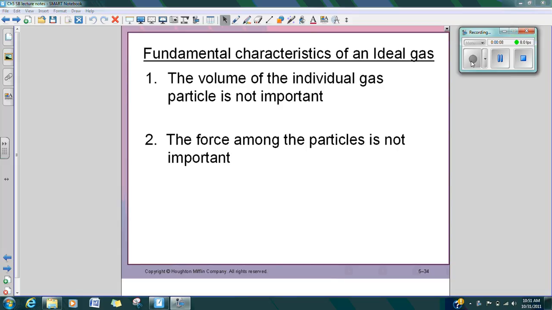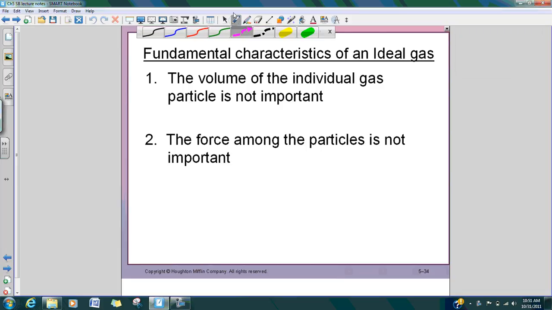Today we are going to continue in Chapter 5, talking about ideal gases. And again, the fundamental characteristics of an ideal gas, which you should find on this page in your notes, are that the volume of the individual gas particle is not important. So you need to make sure that you understand, again, we talked about if we are at STP, that the volume would be 22.4 liters, but we aren't necessarily always at STP. And then point number 2, the force among the particles is not important.